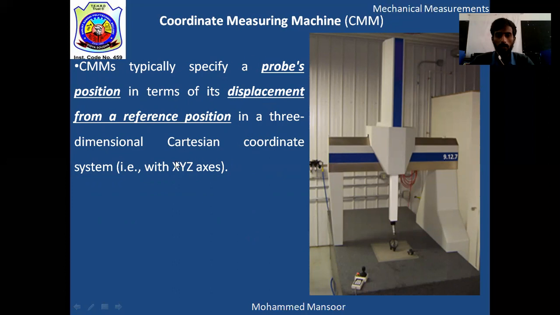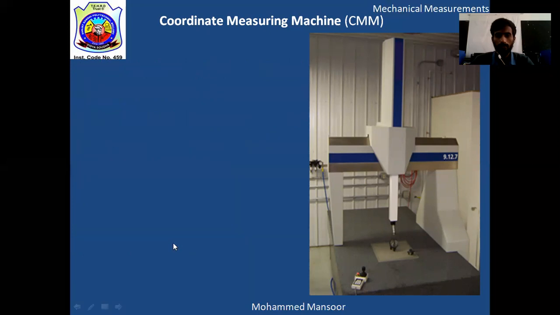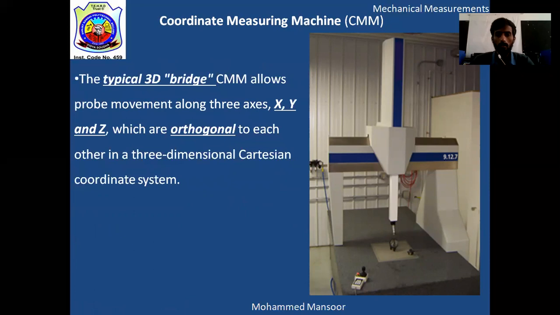The CMM works on the Cartesian coordinate system, that is X, Y, Z axes. In addition to moving the probe along X, Y, Z, it can also have movement along angles. The CMM consists of a 3D bridge, which allows the probe to move in the x-axis, y-axis, and even the z-axis. These axes are orthogonal to each other, that means they are exactly 90 degrees with each other.